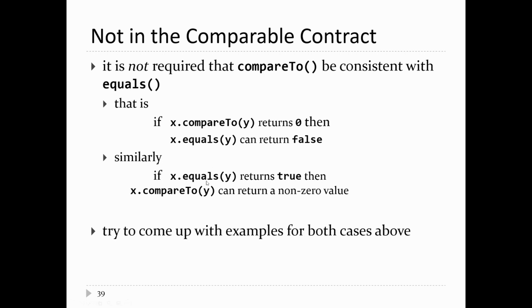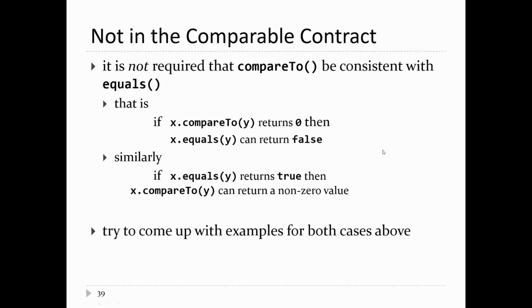Similarly, if x equals y returns true, then x compared to y can return a non-zero value. So two objects can be equal, but when you compare them, one is smaller than the other. When you look at it the first time, it seems very strange. But if you think about it for a little bit, it's not too hard to come up with examples where this might be the case.